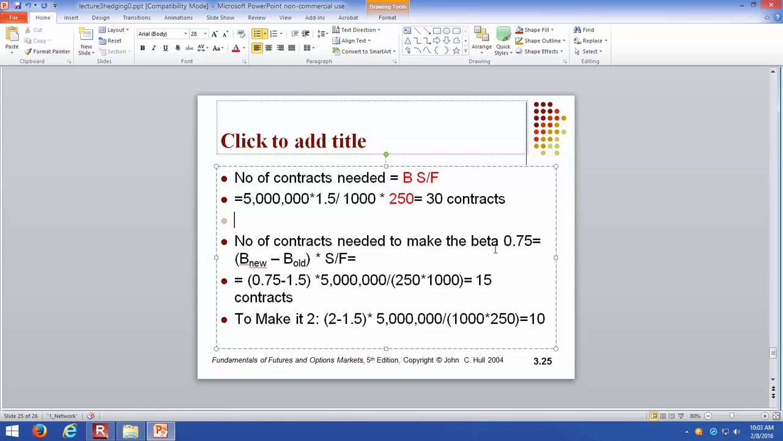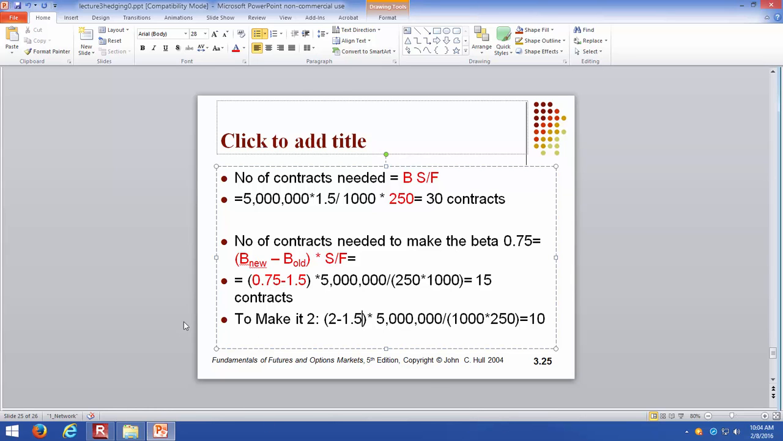Now, number of contracts needed to make the beta equal to 0.75. That is given by the beta new minus the beta old times the portfolio value divided by the value of each futures contract. So what we see here is that you want to make it go down from 1.5 to 0.75. The other numbers are the same. So the number of contracts you need is 15, which is exactly half of what you needed earlier.